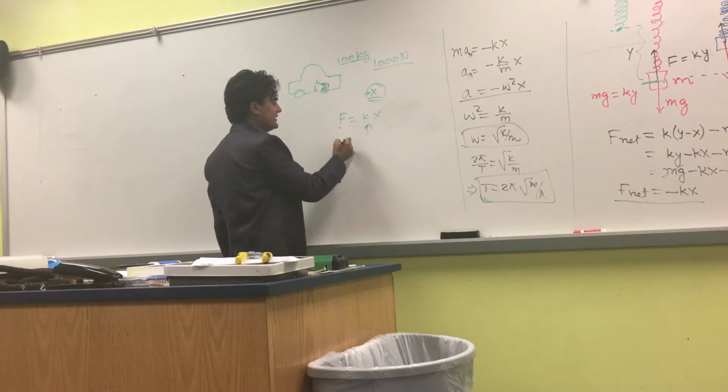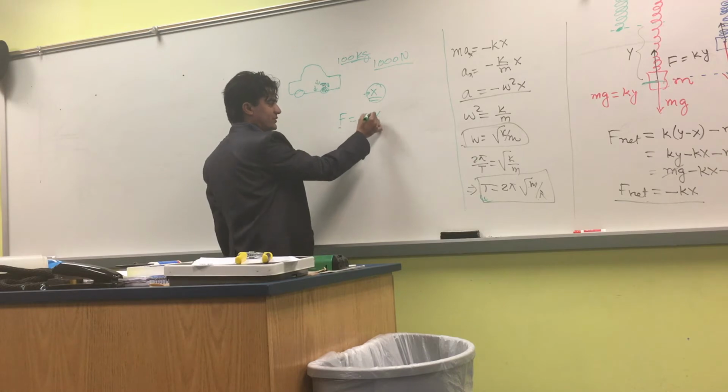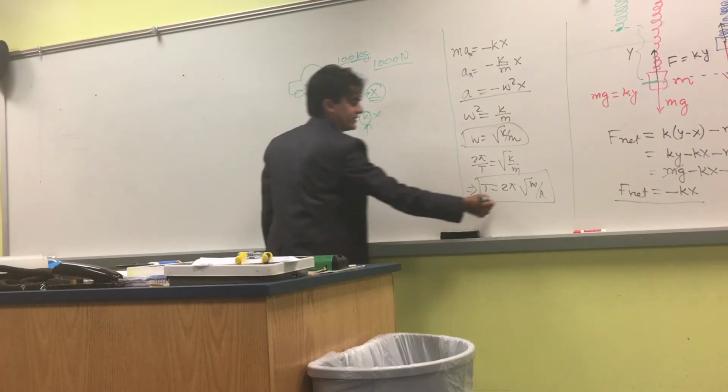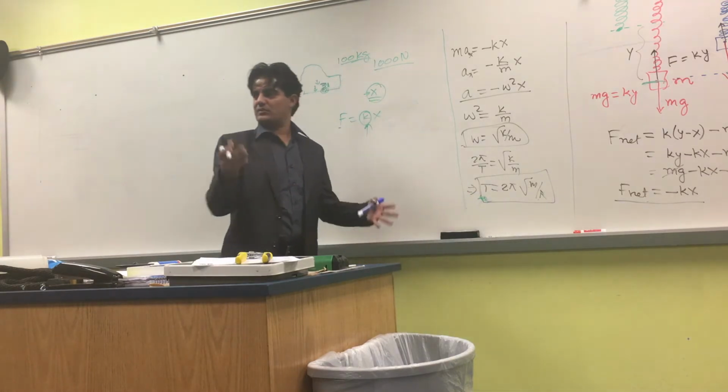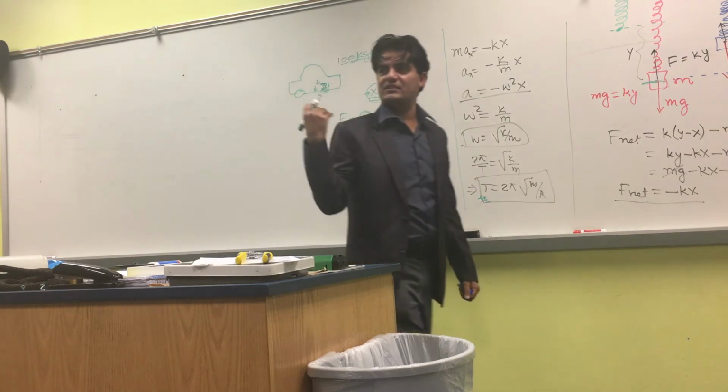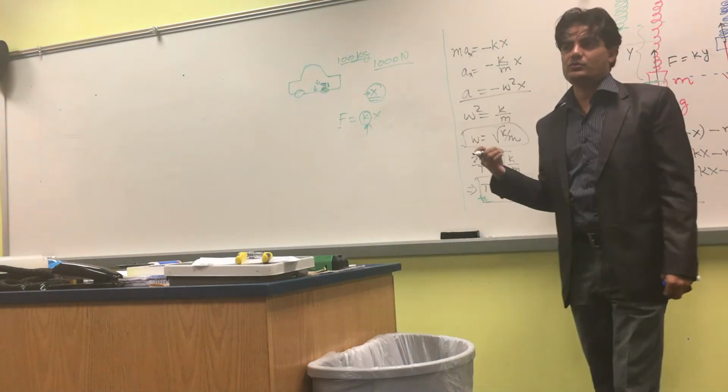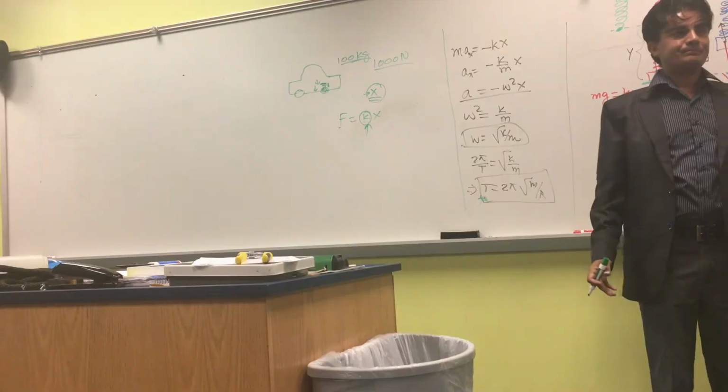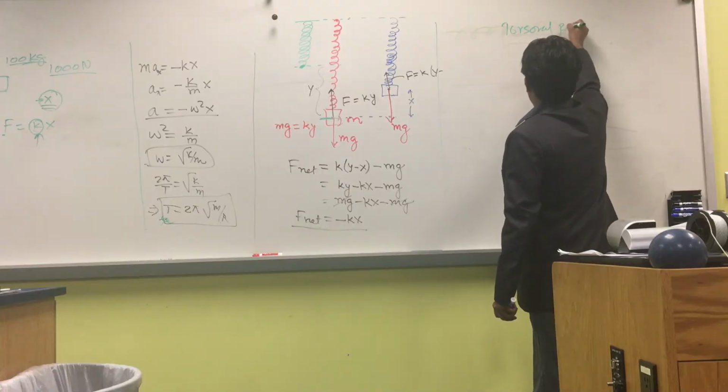So you need this extra thing to get n k, and once you get n k, just plug it here and get your time period. So that is one of the problems. I'm not going to do it in detail, but this much hint should be enough for you to do that problem. All right? Torsional pendulum.